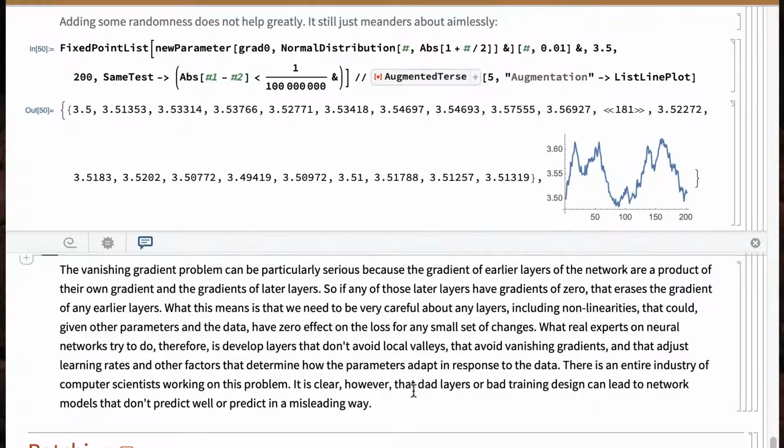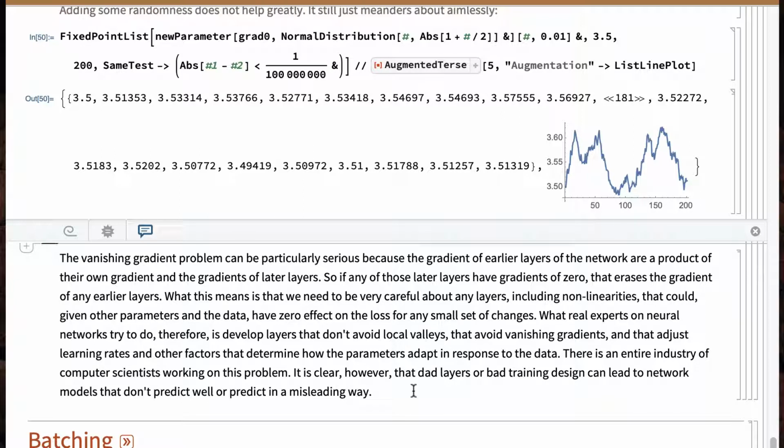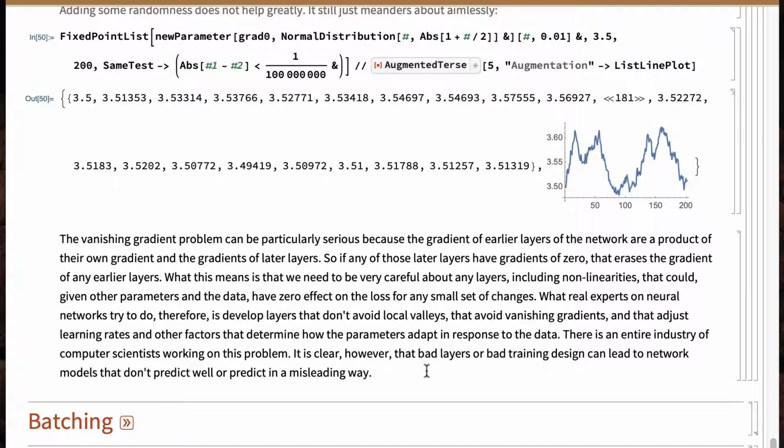So what this all means is that if you get answers out of a neural network, but the person has not trained it properly and has subjected themselves to either local valleys or to vanishing gradients, then the answer that the neural network gives is not going to be very good. The good news is that if you're careful, there's a whole industry of computer scientists working on this problem, and the odds of you getting a really bad answer using a professional package are much less than they might have been a few years back.